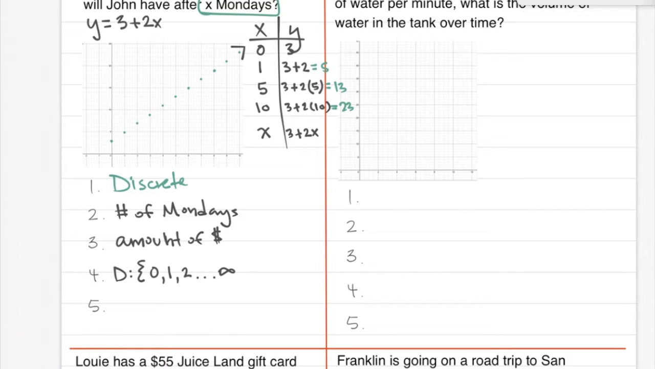You can say ... to infinity if you want to, but just ... tells me that you're going to be counting up by ones, but it's going to go on forever.